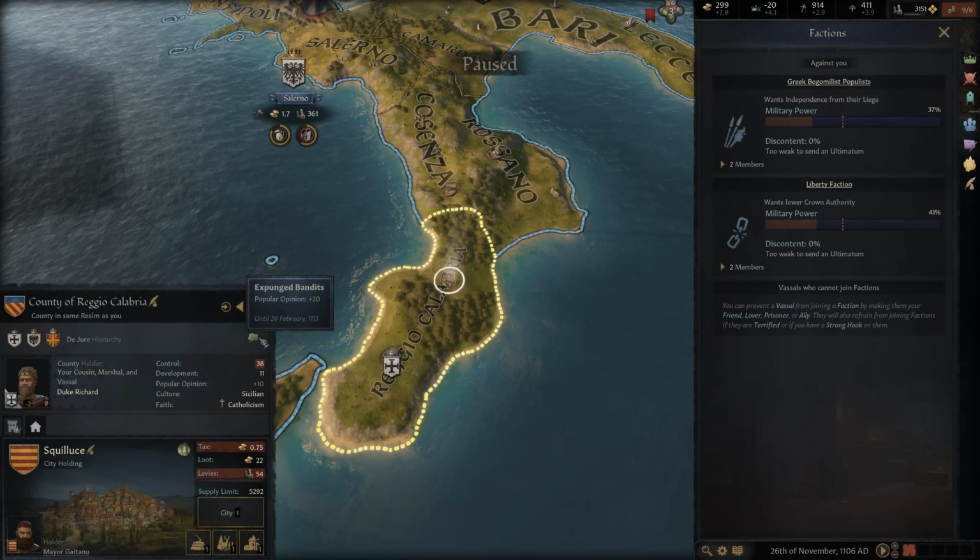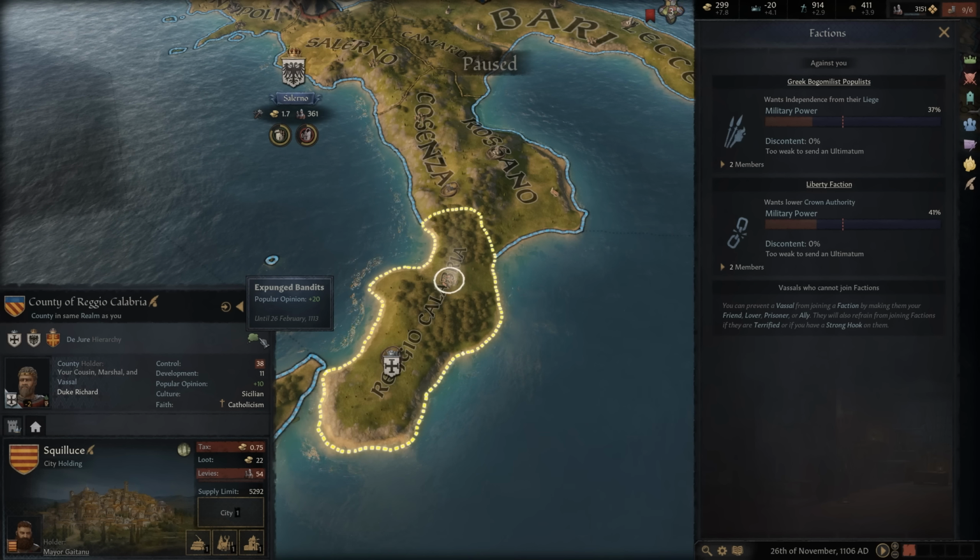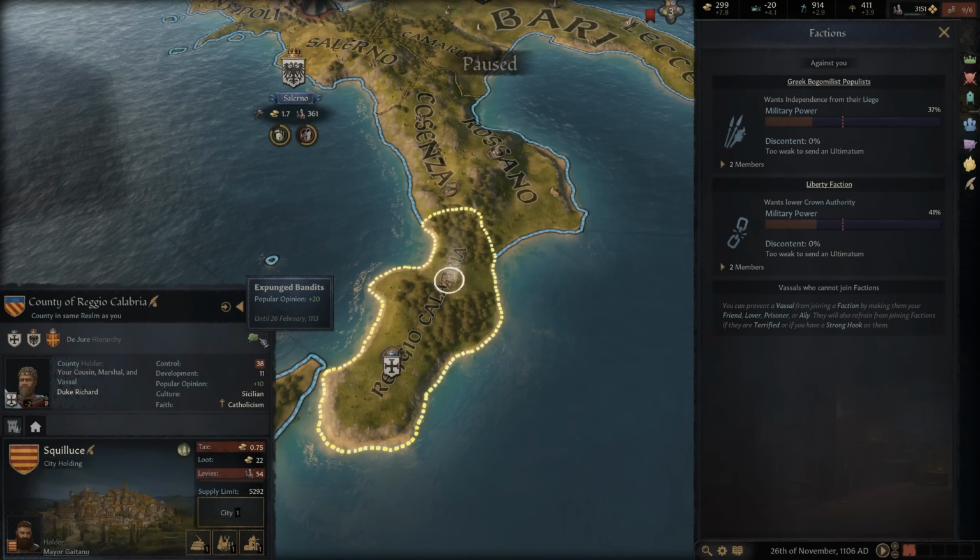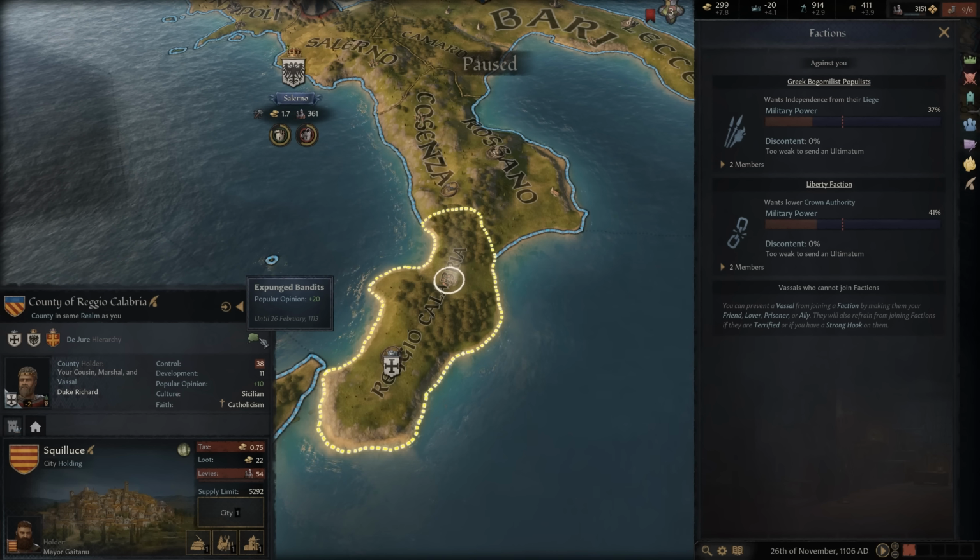Because sometimes you'll have a character that will give a bonus to popular opinion. This is where you would see it reflected, or you'll have a specific event that happens. In this case, we expunged bandits from Calabria. Boom, we get a plus 22 popular opinion.